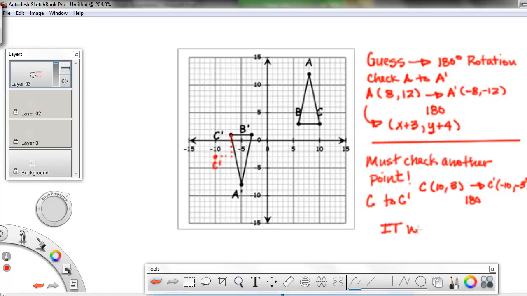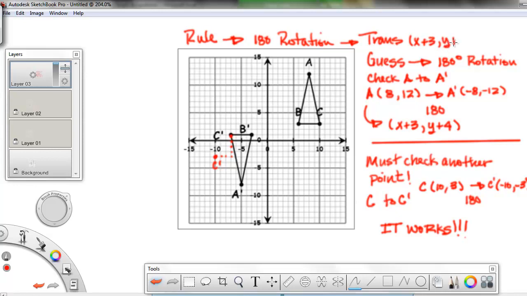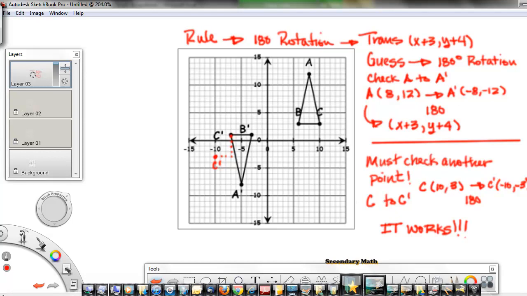So very good. That's how we do a rotation followed by a translation. The rule is a 180 degree rotation. It doesn't matter if it's clockwise or counterclockwise, they both end up in the same spot. And then we have a translation of x plus 3 and y plus 4. Okay, very good. Let's move to the next problem.